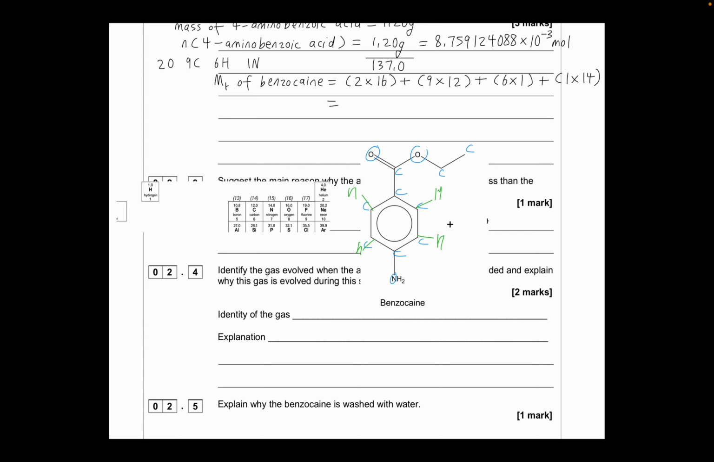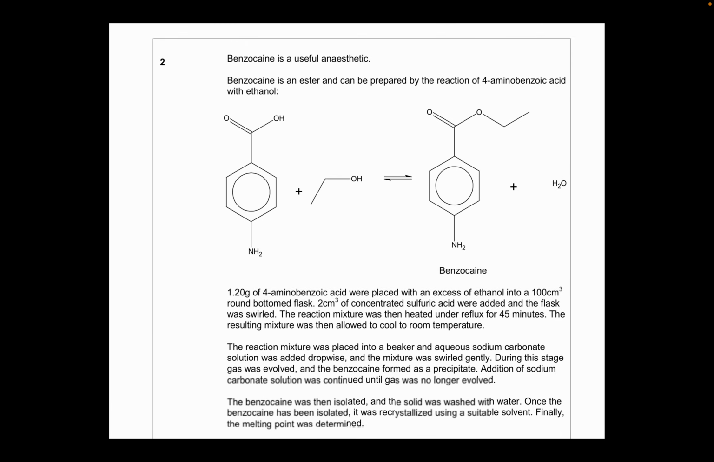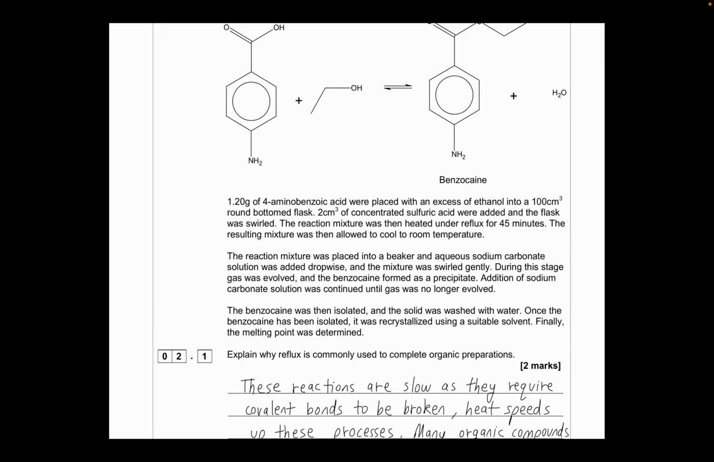So let's just check again. There are 2 oxygens here. There's a carbon, there's a carbon, and there's a carbon. That's 1, 2, 6 plus 3, which is 9 carbons. The number of hydrogens that are located is 1, 2, 3, 4 plus 2. There are 6 hydrogens. There's only 1 nitrogen. Let's just check this diagram carefully.